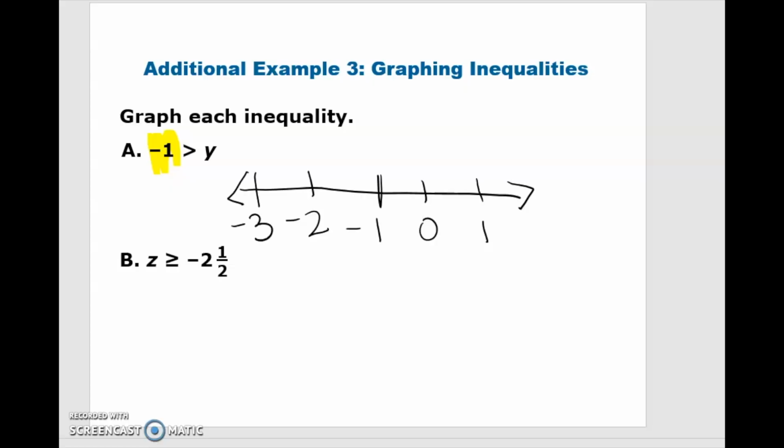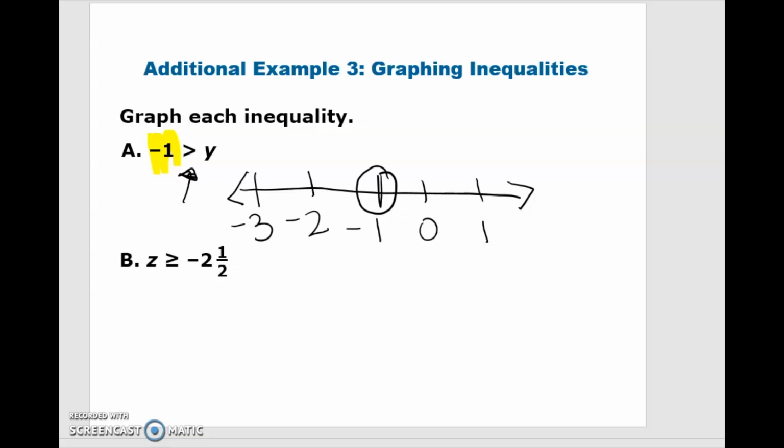Then I look at my symbol and I think, okay, does my symbol tell me to have an open circle or a closed circle? It says greater than. So that would be an open circle. So I'm going to put an open circle on my number line.